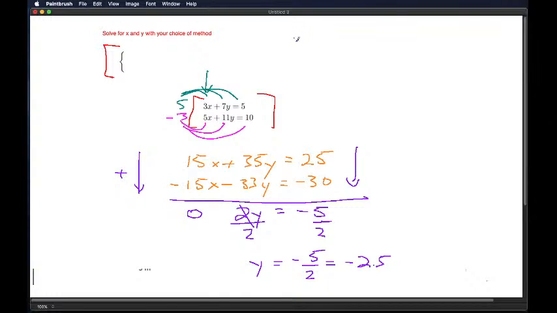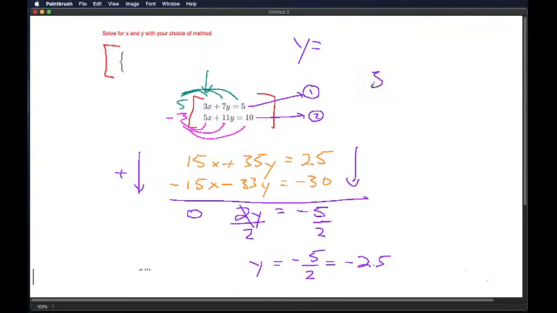So now you have your y coordinate, right? So you have your y, and now we have to find your x. You can either insert it into the top one here, let's call that number 1, or you can insert it into number 2. If I had the choice, I would insert it into number 1.